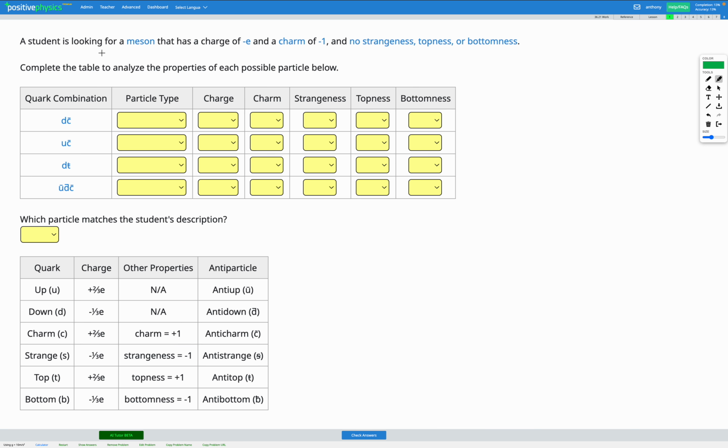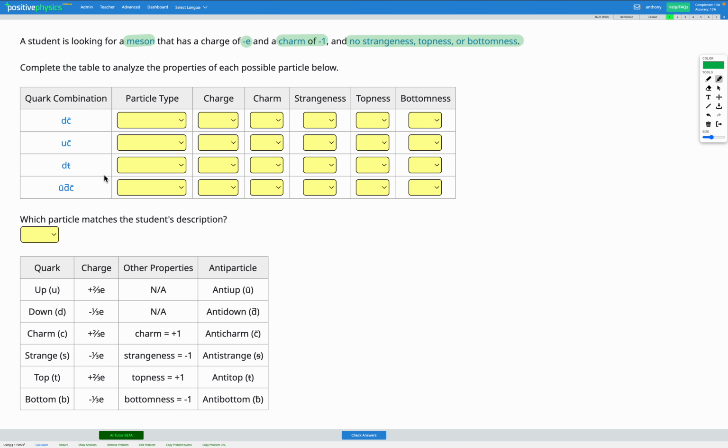In this question, we're told a student is looking for a meson that has a charge of negative E, a charm of negative 1, and it has no strangeness, topness, or bottomness. So we're given 4 examples of quark combinations that could be our particle that we're looking for, and our goal is to figure out which of these particles matches the student's description.